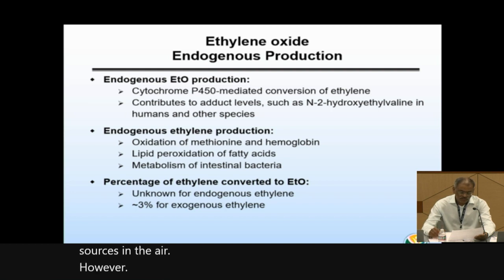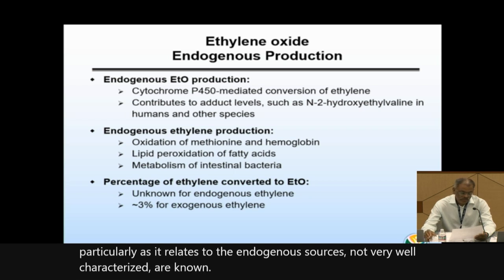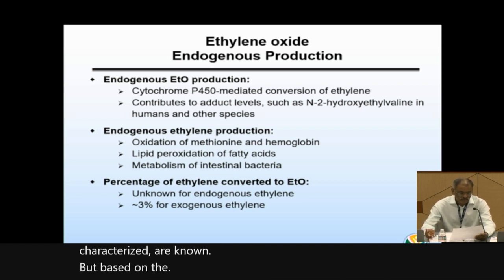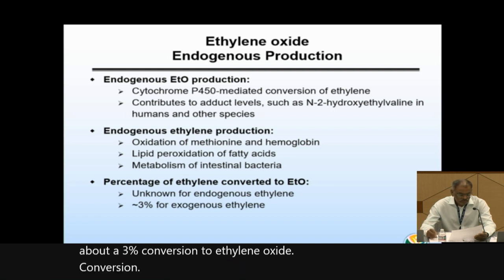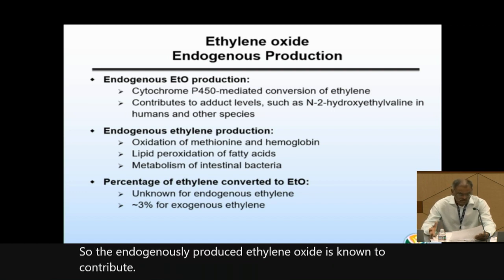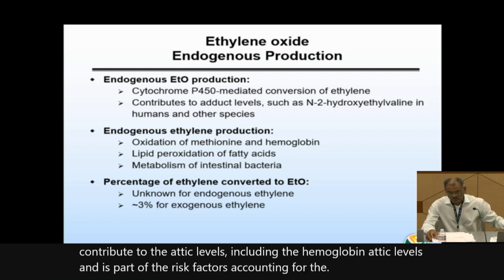However, the percentage of ethylene converted to ethylene oxide, particularly as it relates to the endogenous source, is not very well characterized or known. But based on the exogenous ethylene data, one could assume about a 3% conversion of ethylene to ethylene oxide. So the endogenously produced ethylene oxide is known to contribute to the adduct levels, including the hemoglobin adduct levels, and is part of the risk factors accounting for the background cancer risk in the population as well.